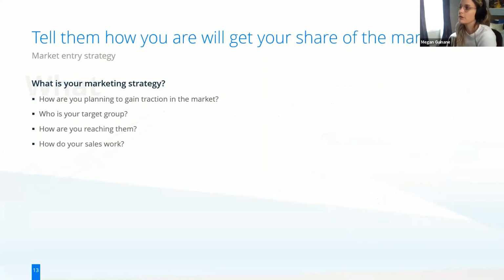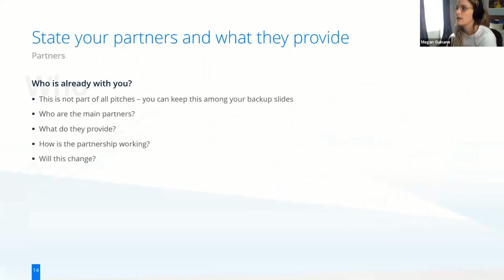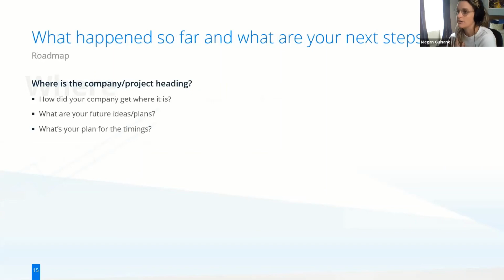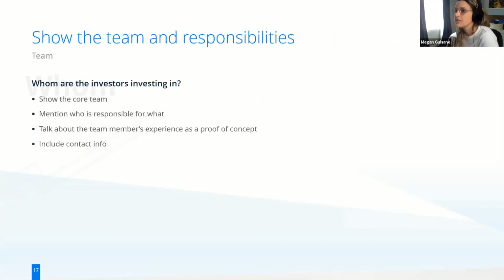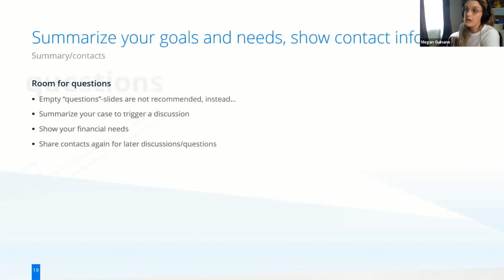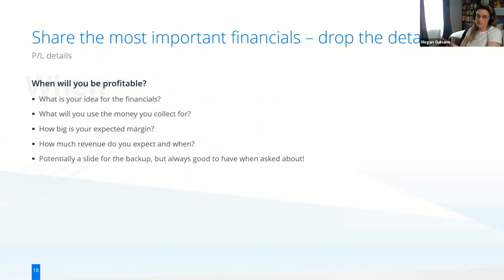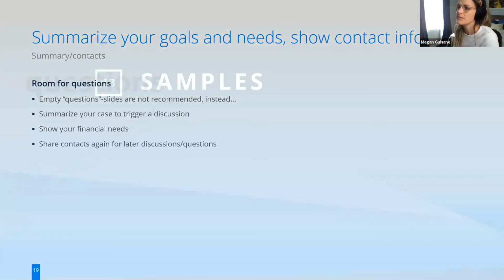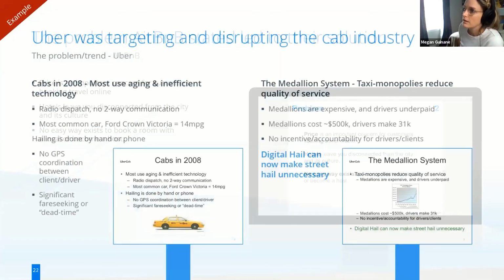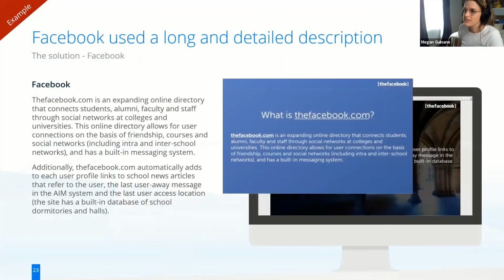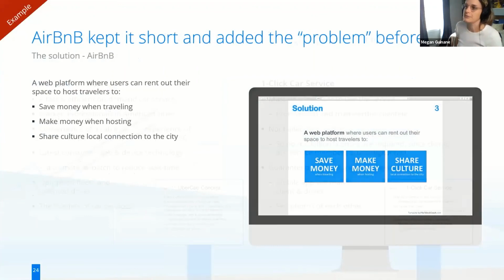So tell them how you are willing to get your share of the market. State your partners and what they provide. So maybe you have a business partner. Fundraising, your team, profit and loss details. That can be generated from the profit and loss statement. Just some other questions. We also include some samples. So here's an example of Airbnb, Uber, Facebook, just to give you an idea of what it looks like filled out.